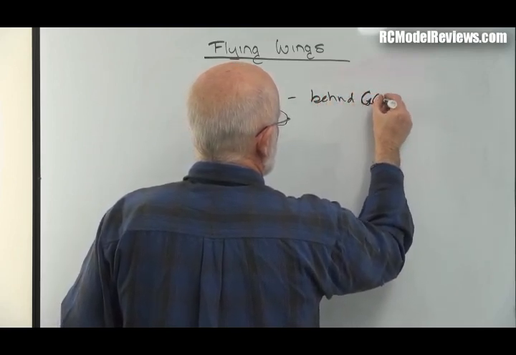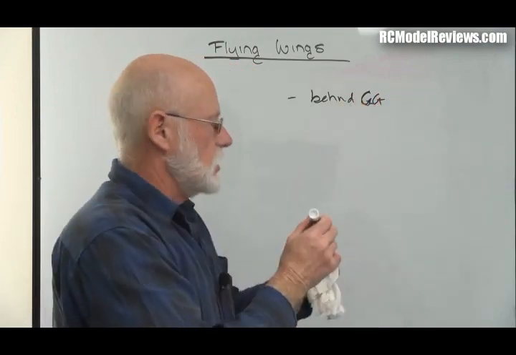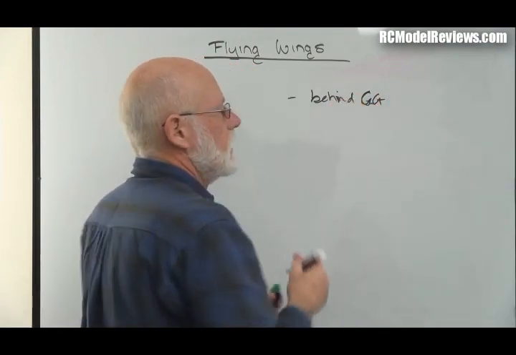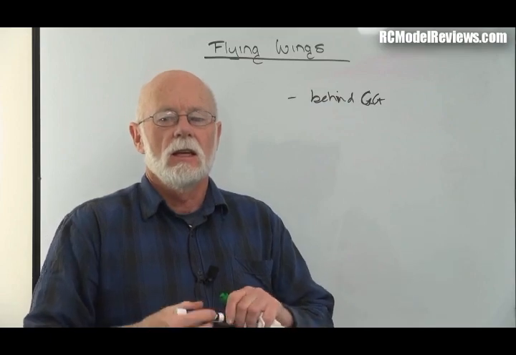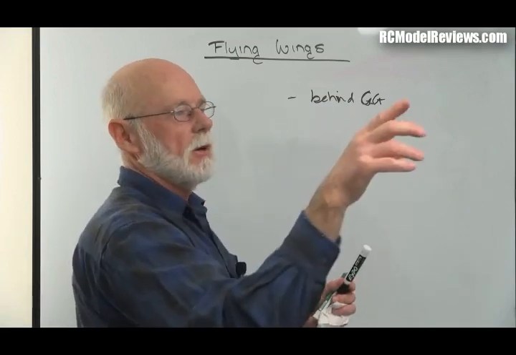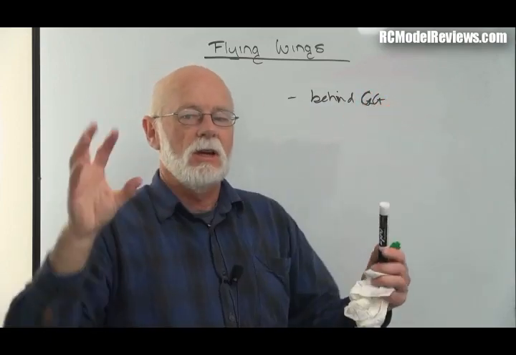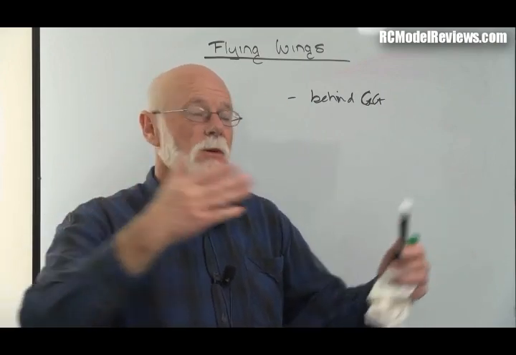Whoops, that should be C and that should be G. You know what I mean? They should be behind the CG, because if they're not, they're actually contributing to negative stability. You know, it's like if you try and throw a dart backwards, it'll flip around and go forwards because the center of pressure is in front of the CG. Well, it's the same with the wingtip.